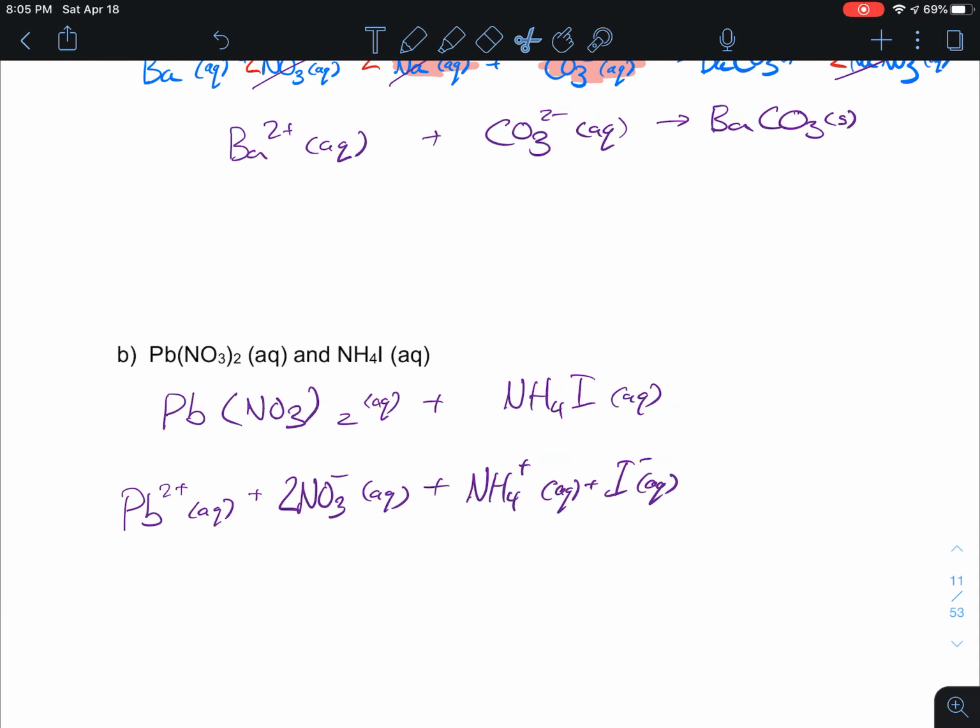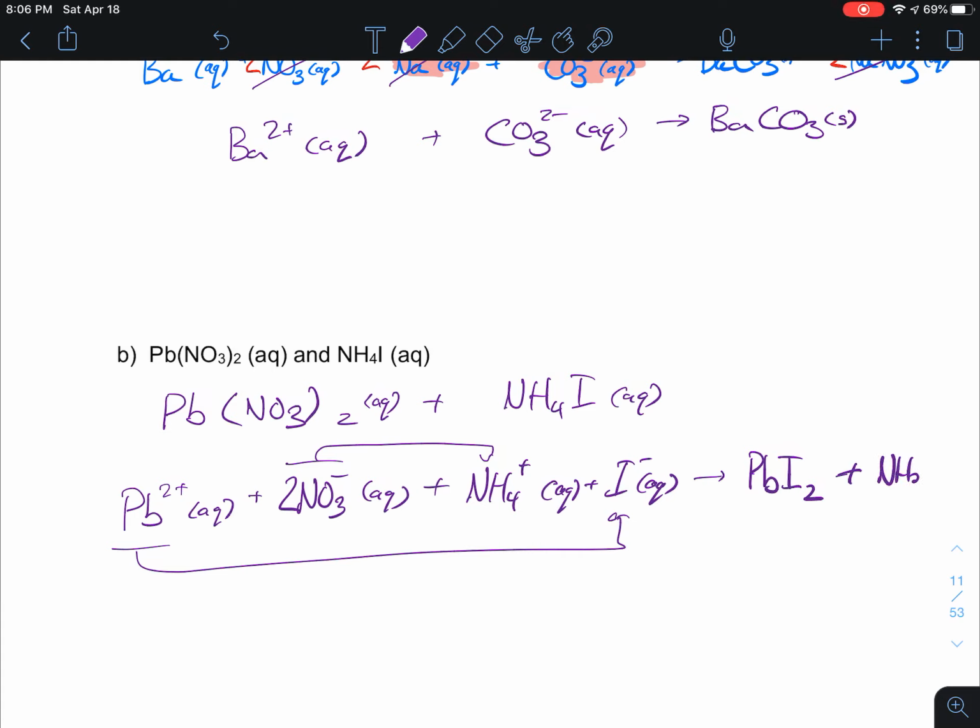Don't like how that one ended up low. Okay, and so we carry that through. So we're going to be flipping partners here. So the positive ion is going to go with this other negative ion. This positive ion is going to go with this negative ion. And so let's see how that looks. That's going to be lead iodide. We're going to need 2 of those. And add that to an ammonium nitrate.